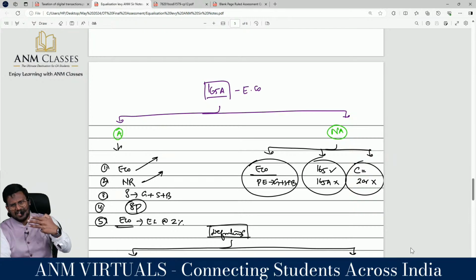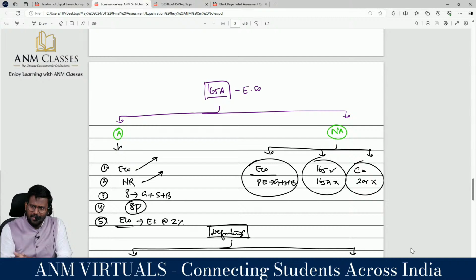But in these three circumstances, 165A will not be applicable. Number one, the e-commerce operator has a permanent establishment in India. Through that permanent establishment, he is selling goods or services or both. Because if he has a permanent establishment in India and through it he is supplying either specified services or e-commerce services, then it will not amount to e-commerce.